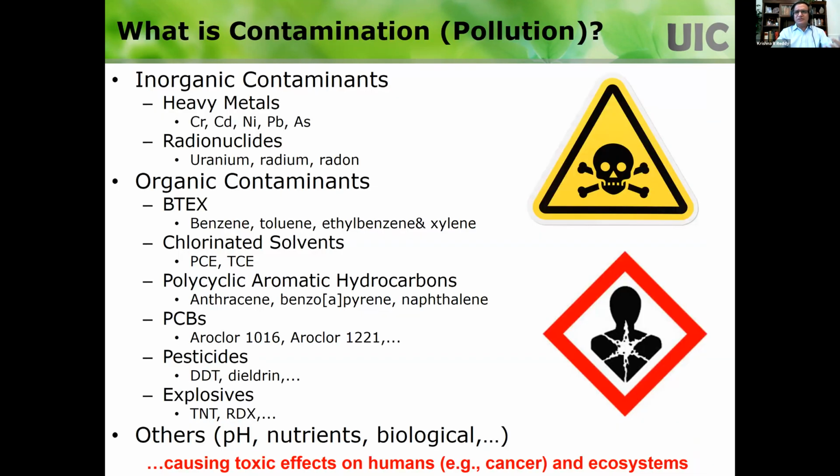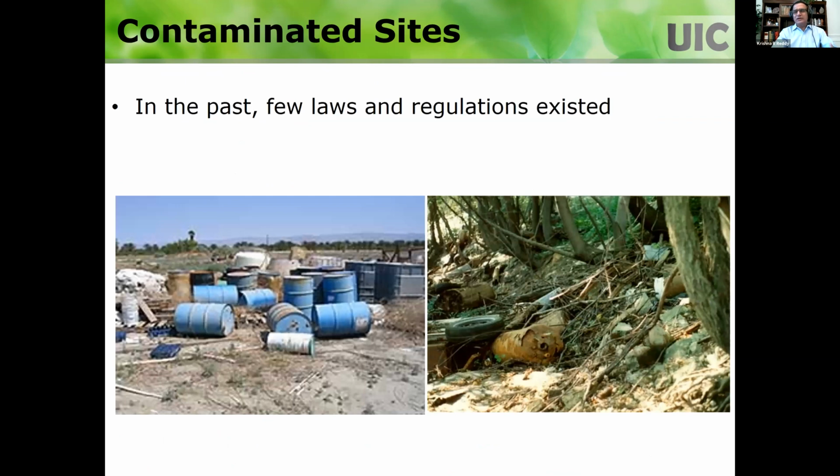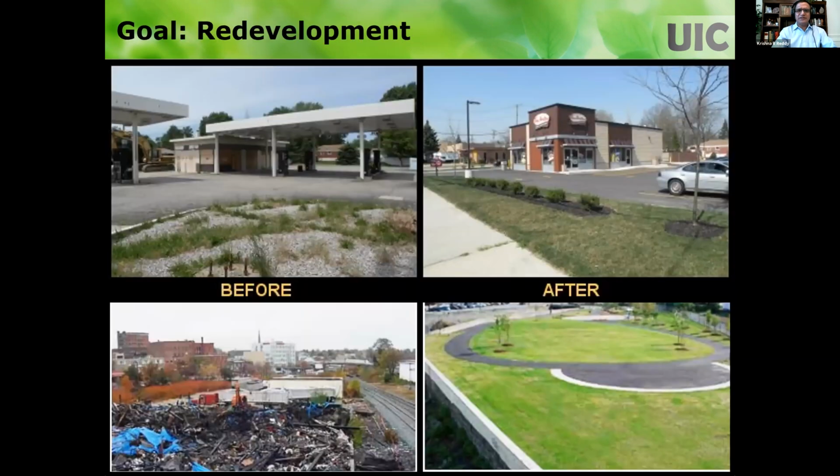So what is the issue? The contaminants that leach out into the soil and groundwater are very toxic. Most of them are carcinogenic. So we need to really worry about health impacts on humans and also adverse impacts on the surrounding ecology. In the past, we didn't have any laws and regulations and people were disposing all these things. But in the US, we have strict laws now, these things are not allowed. And what we are trying to do is develop that contaminated site into a usable purpose, as I have shown here.